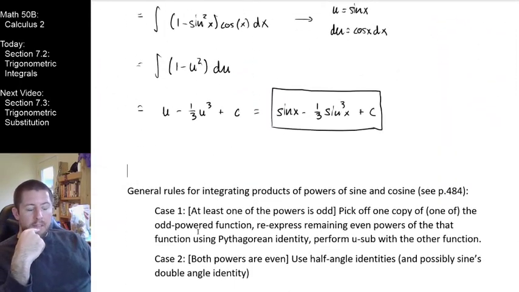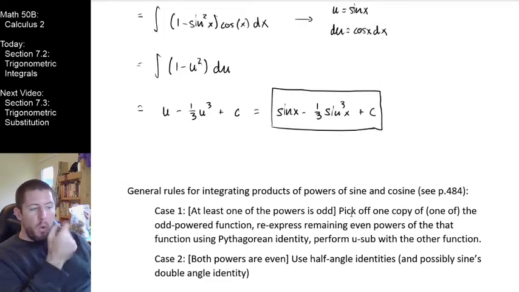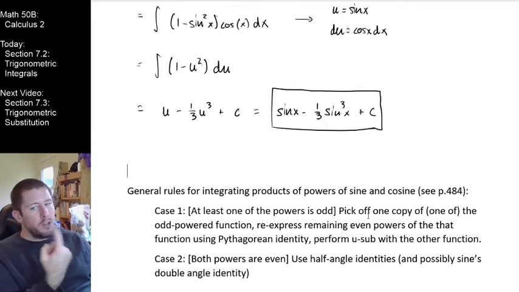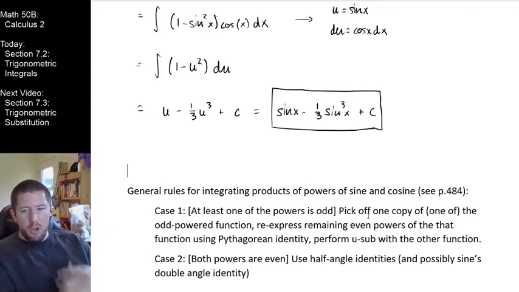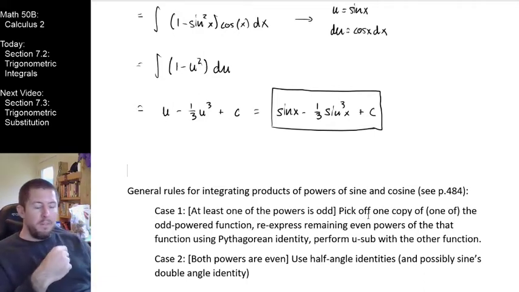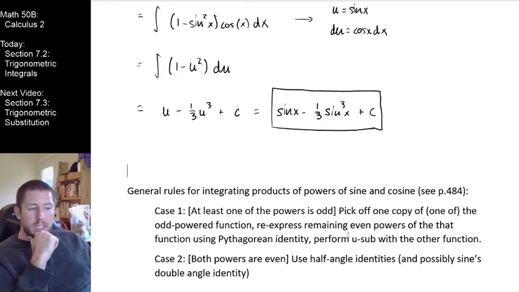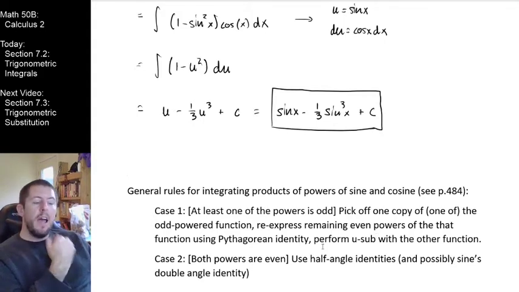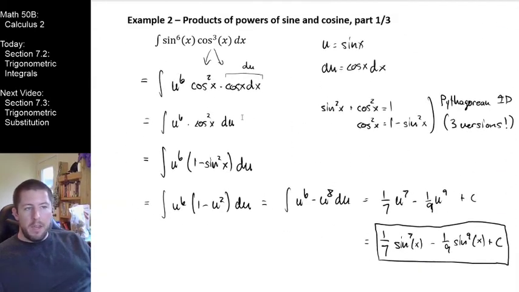So case 1: if at least one of the powers is odd, you should pick off one copy of at least one of the odd powered functions. Maybe you have 2, like cosine cubed sine to the 7th; you pick one right there. Pick off one copy so that you create an even powered version of one of the 2 trig functions. Re-express the remaining even powers using the other trig function with the Pythagorean identity, and then perform u substitution with the one that you didn't mess with. We left the sine to the 6th alone, picked off one of the powers of cosine cubed, and then performed our u sub on the sine to the 6th. That was our u right there.